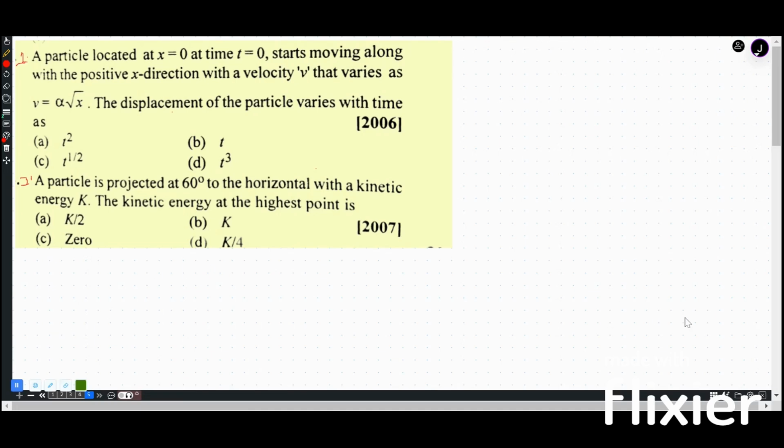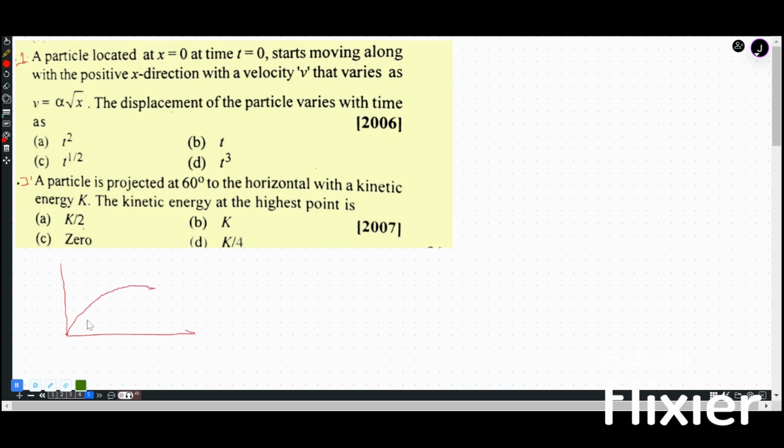Hello friends, so here we have two problems. One came in 2006 and the other in 2007 mains. I think first we'll take up the second one because that is an easier problem. It says a particle is projected at 60 degrees to the horizontal with a kinetic energy K, and we have to find the kinetic energy at the highest point.